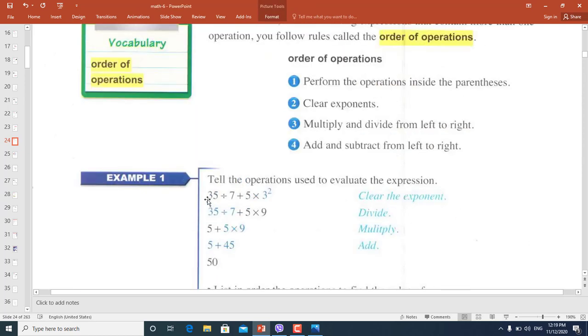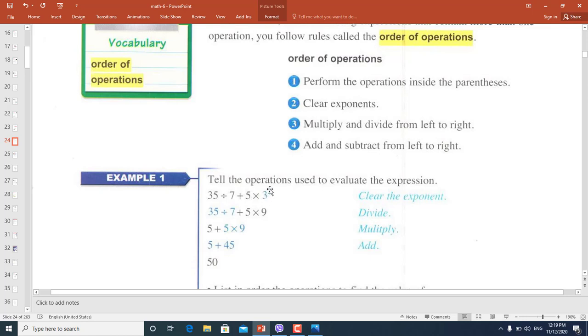In example 1, we have this expression. We will evaluate it by using these rules. First, perform the operation inside the parentheses. Here, we don't have parentheses. Let's go to the second step: clear exponents. Look at it, we have an exponent, so we solve this exponent. Any number or operation we have, we bring down. This 35, we write again, and divide, also write again in the next step, and 7 and plus and 5 bring down and multiply.